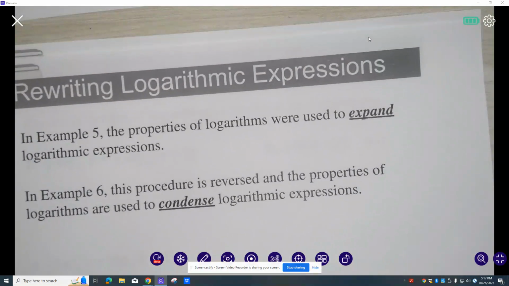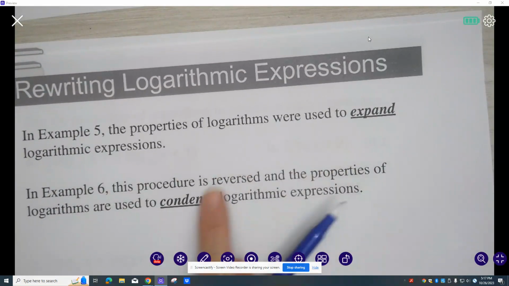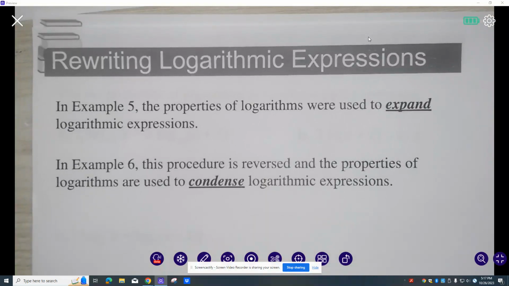Okay, that was expanding. So the last example we expanded. In the next examples, we're going to condense. So I'm going to do that in a different video.